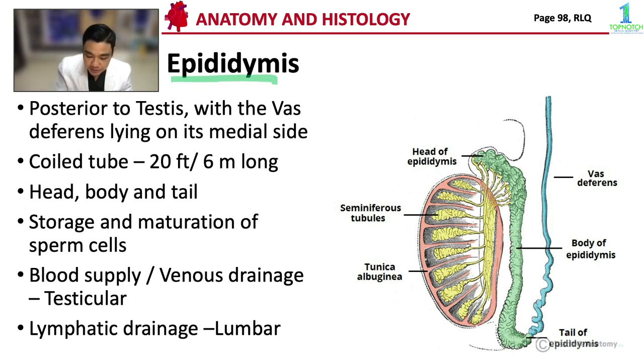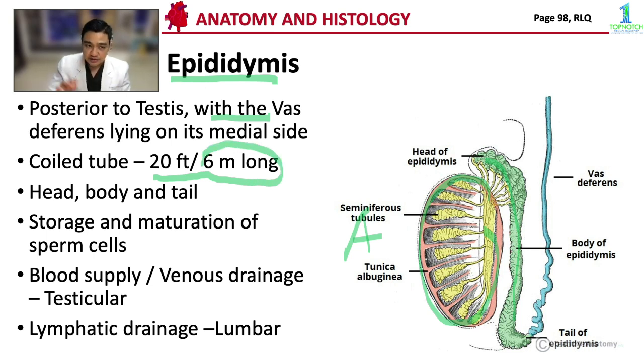It is found posterior. This is the testis. This is the anterior part. It is found posterior to the testis with the vas deferens lying on its medial side. It's a coiled tube. Okay, sabi nila, if you are to stretch the epididymis, it could be as much as 6 meters long. That's quite long. And it's composed of a head, a body, and a tail.